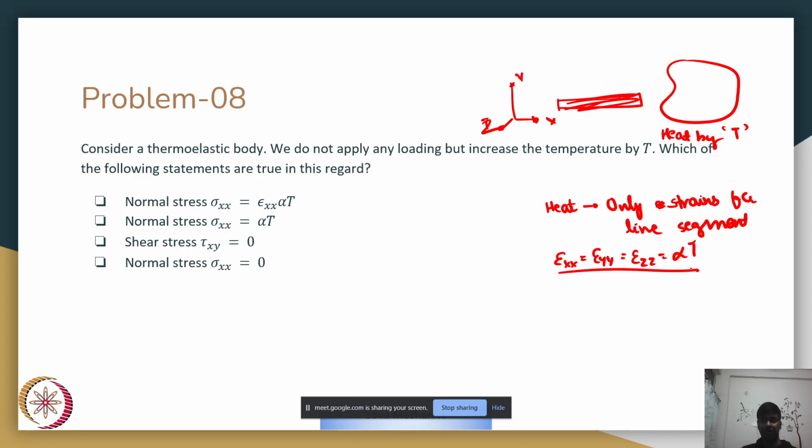But there is no mechanical loading here, right? The body is not constrained either by clamping or any other boundary condition here, right? So this body will simply expand, and if it's simply expanding without any bounds, there are no internal forces being generated here. Okay. So normal stress will be zero and shear stress will also be zero. Yes, both will be zero, correct.